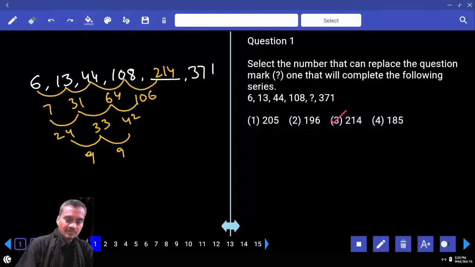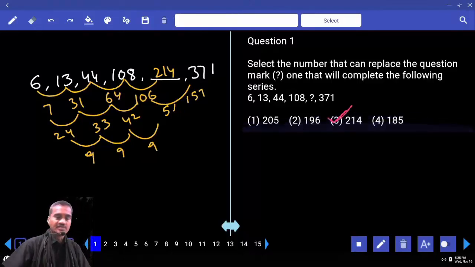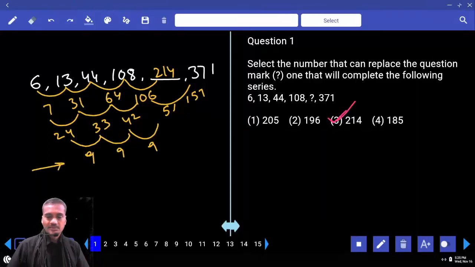And next one, 42 plus 9. What is the number we have? 51. 106 plus 51, and we get 157. Clear? So what is your answer here? 214, that is choice 3. Differences of differences are constant. Question number 1, that is choice 3.